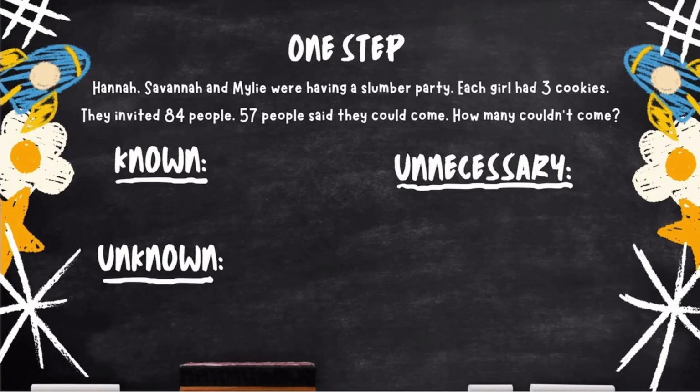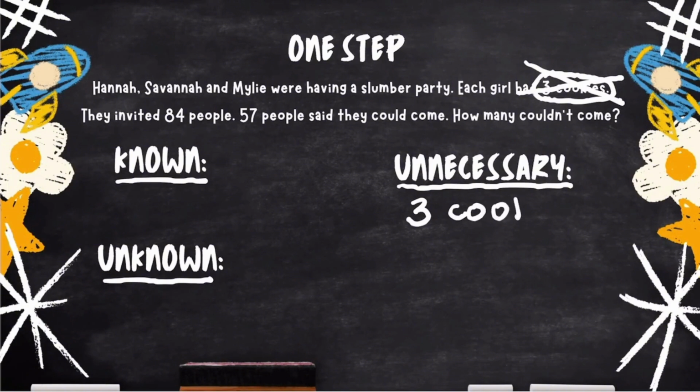Hannah, Savannah, and Miley were having a slumber party. Each girl had 3 cookies. They invited 84 people. 57 people said they could come. How many children couldn't come? So I think the first thing is we need to figure out if all of the numbers are important, if all of them are necessary. And we can decide that 3 cookies does not have anything to do with this problem. So we would identify 3 cookies as unnecessary information. So I'm going to write 3 cookies under unnecessary.